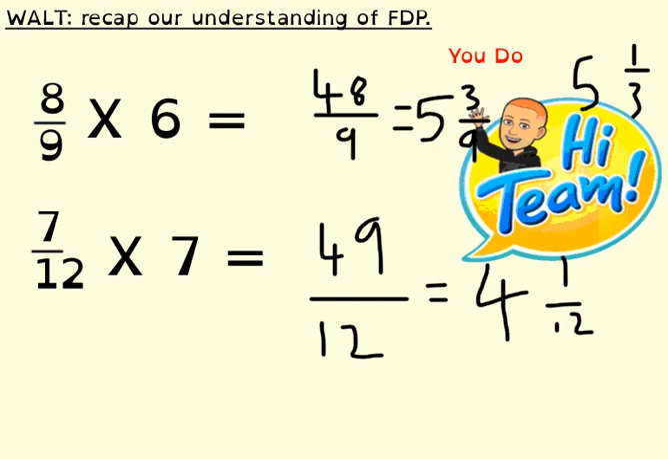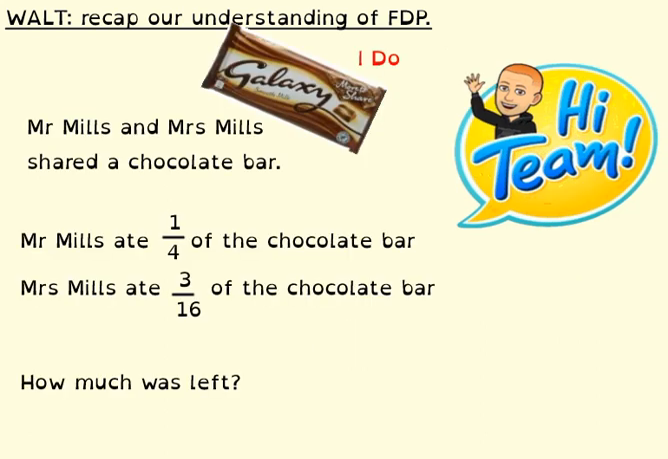Final question then is a word problem question involving our fractions. My example here, Mr. Mills and Mrs. Mills share a chocolate bar, or we've shared a chocolate bar. I ate a quarter of the chocolate bar and Mrs. Mills ate 3/16 of the chocolate bar. How much was left? So I need to work out how much was eaten first by finding a common denominator.